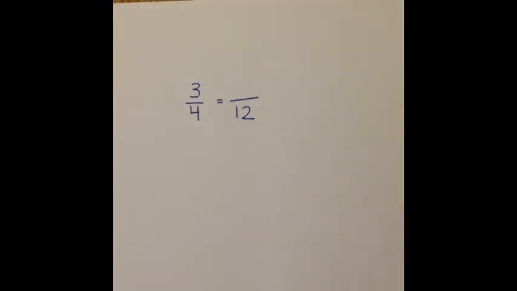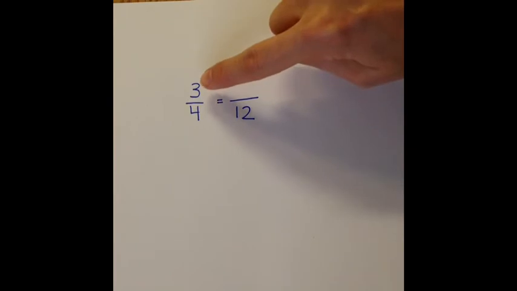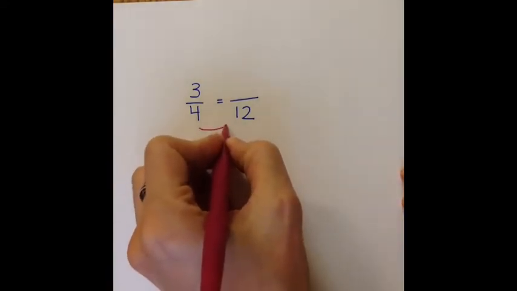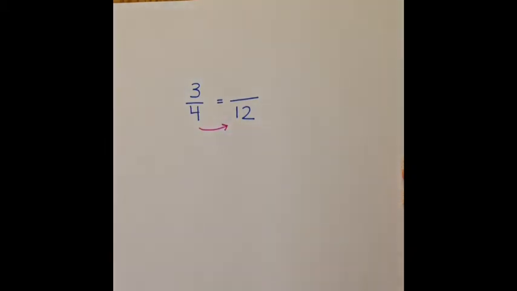Another strategy we have when finding equivalent fractions is to multiply the numerator and denominator by the same number in order to keep things equivalent or the same. So in this example, I need to figure out, how did I make 4 into 12? So I know from my multiplication facts 4 times 3 equals 12.